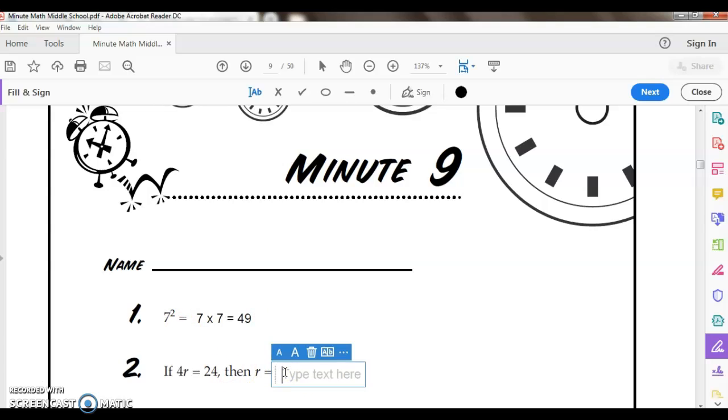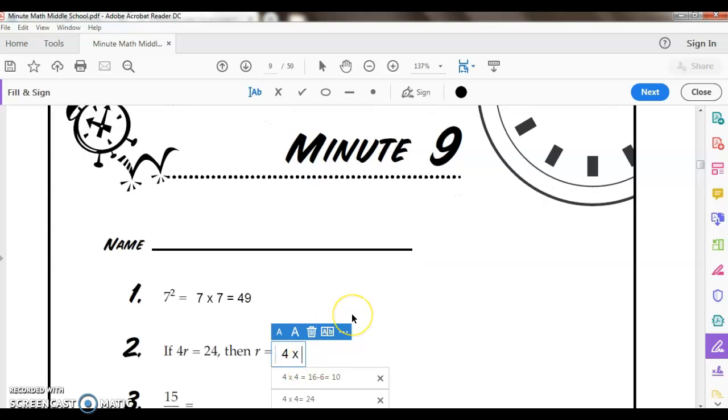Next one, if 4r equals 24, then r equals, well, we could do multiplication. Of course, we're going to multiply 4 times whatever that is equal to, which I believe you could also divide by 4 if you wanted to. I think that would probably be the easiest way. 24 divided by 4 will give you the answer 6. So 6 times 4 equals 24. So r is 6.